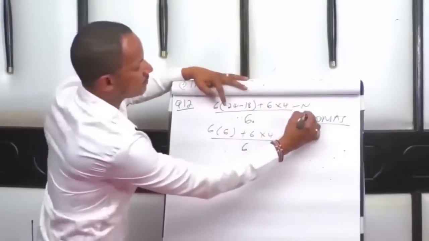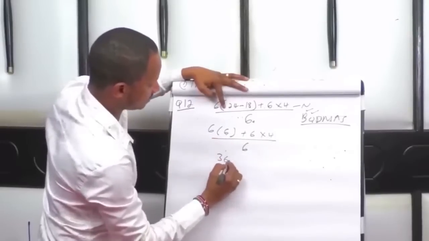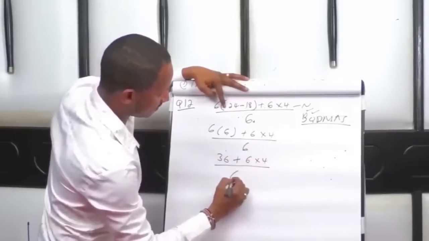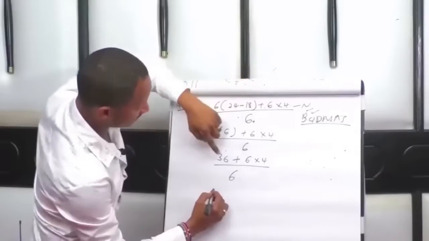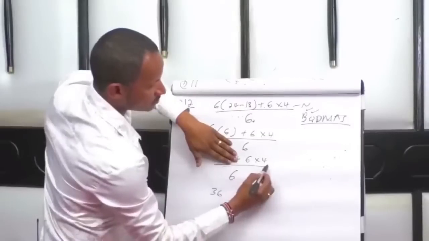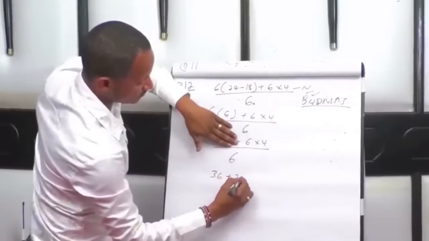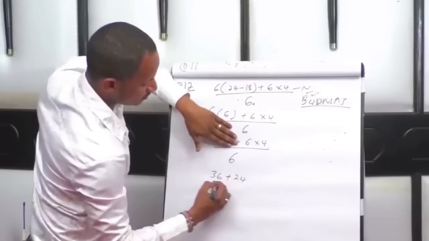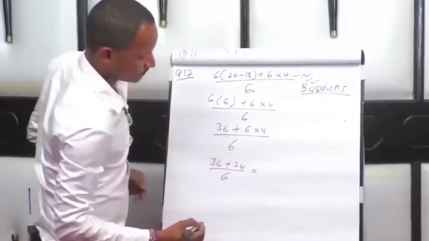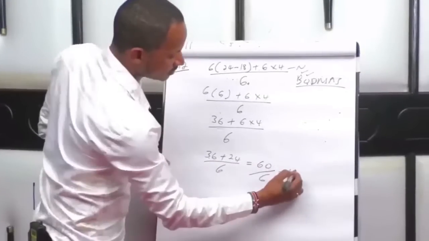Then bracket of, that is 6 of 6. 6 times 6 is 36, plus 6 times 4 divided by 6. Next step is 36. Division is not there, we will divide last. Then multiplication, 6 times 4 is 24, so plus 24 divided by 6. Then addition, 36 plus 24 is 60, divided by 6, you get 10.